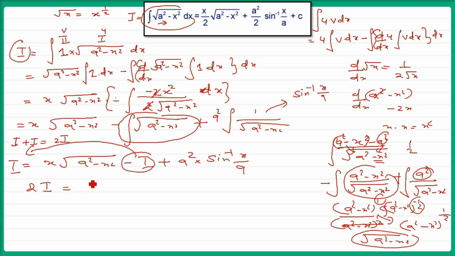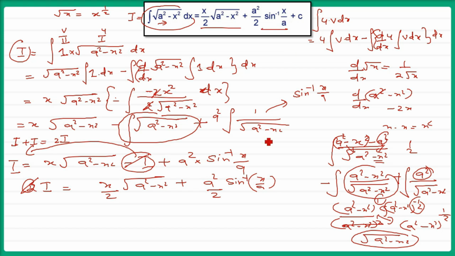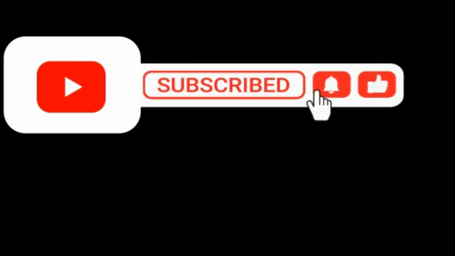So 2I will be equal to, now I have already taken this out, x under root a square minus x square plus a square sine inverse x by a. Now we have a 2 on the left hand side, so just take these 2 downstairs on the right hand side. So we have x by 2 under root a square minus x square plus a square by 2 sine inverse x by a, which is the second term of the result which I showed you earlier, plus a constant of integration. So this is your final result and proof of this expression or result.